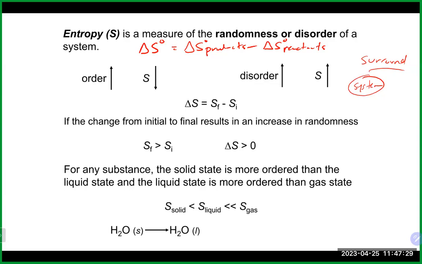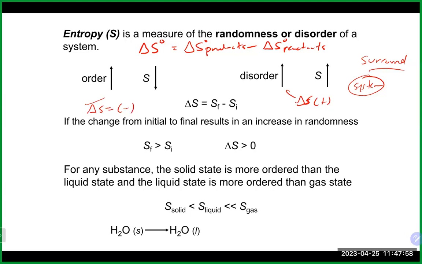The more disorder that you have, which would also mean the less order you have, so the greater the amount of disorder, the more positive the value of delta S actually becomes. So the greater amount of disorder will usually result in a delta S that's positive, and a lesser amount of disorder, more order, will usually result in a delta S that is negative.